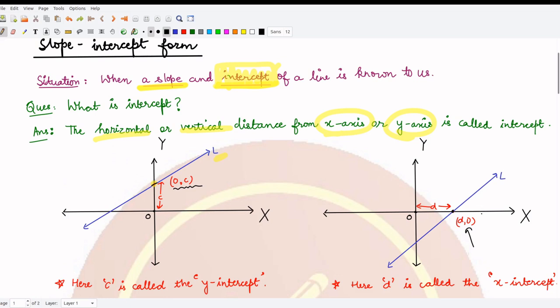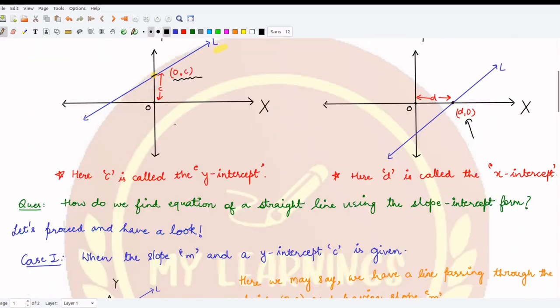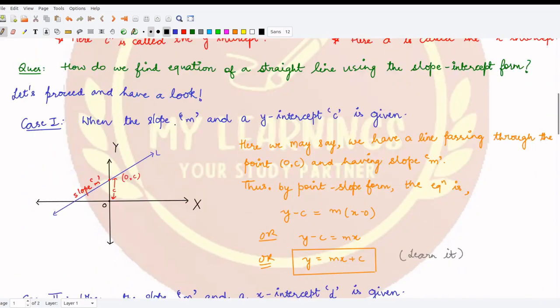So once you are clear with this, now we are given the slope and the intercept of the line. Now how do we get our equation of line? This is the next question. So for that, let's discuss these two cases one by one. In the first case, we are having a y-intercept. We are calling it by the letter c, and we are having the slope, which we are calling by the letter small m as usual, right?